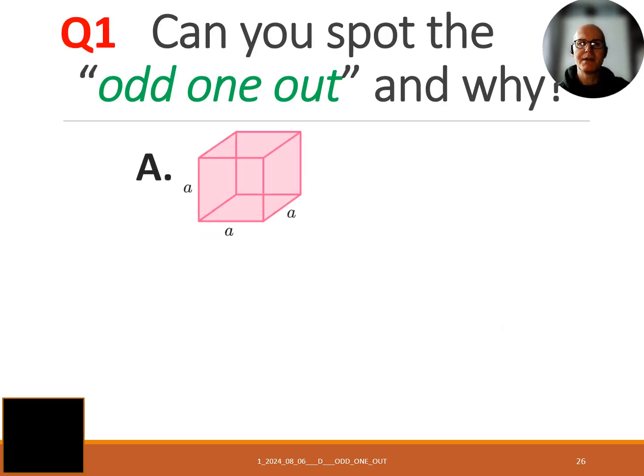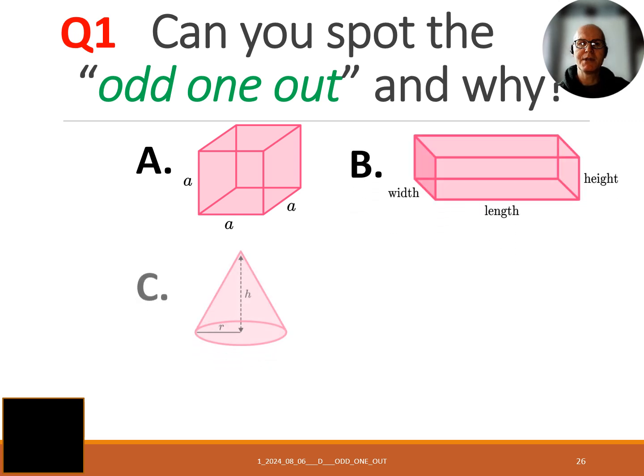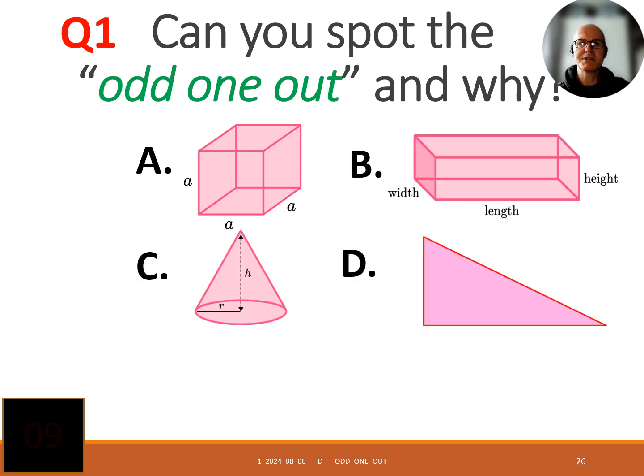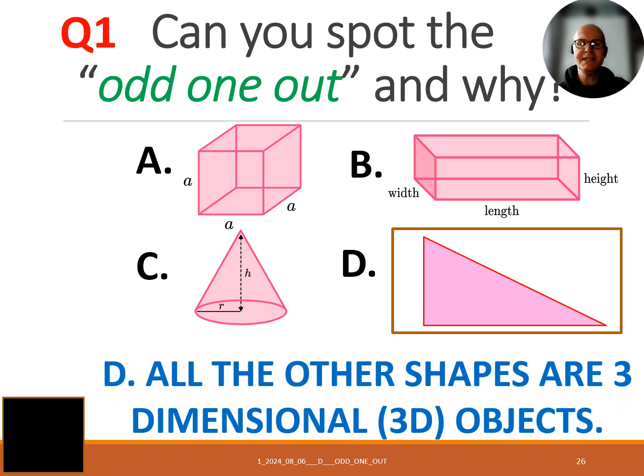Question 1. This shape, this shape, this shape, and this shape. What was the odd one out here from these four shapes? It was option D, because D is a two-dimensional right-angled triangle, whereas the other three are three dimensions, a cube, a cuboid, and a cone.